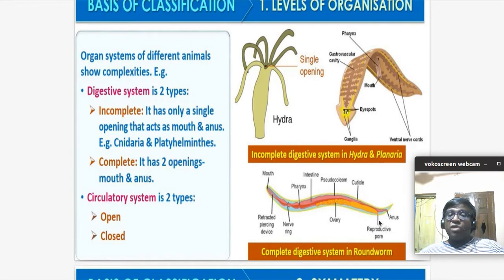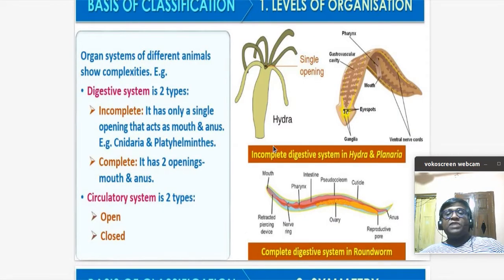Now, in the case of roundworm, you find a complete digestive system where the alimentary canal has both mouth and anus. They are separate openings. Organisms which have separate openings for mouth and anus, we call them as having a complete digestive system. Then circulatory system, they are of two types: the open type of circulatory system and the closed type of circulatory system.